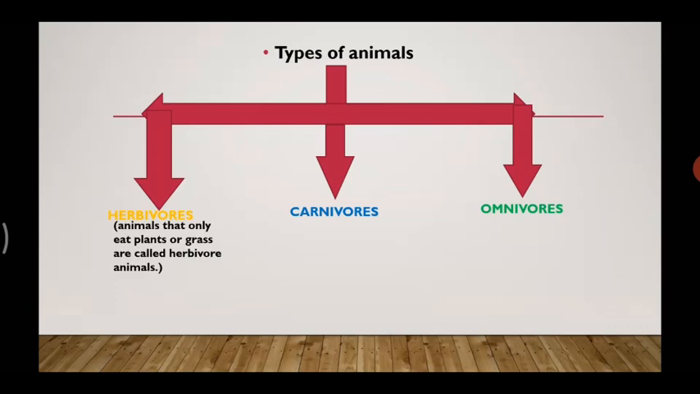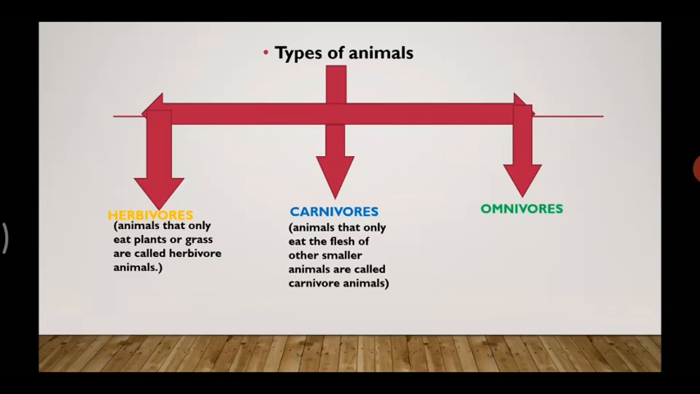Now, let's move to the second one, that is carnivorous animals. Carnivorous animals are animals that eat only the flesh of other animals. Now, in this category, which animals do we find? We will see that. In this category, especially we find the wild animals like tiger and crocodile. All these are carnivorous animals.